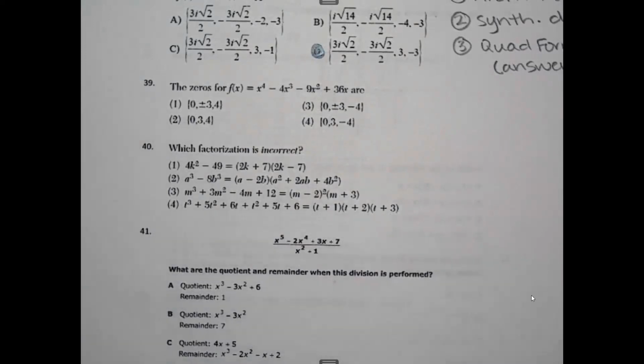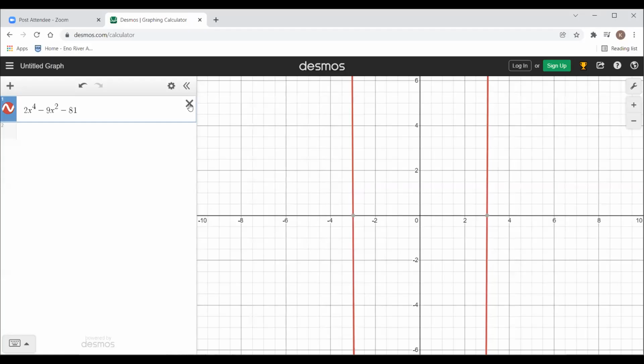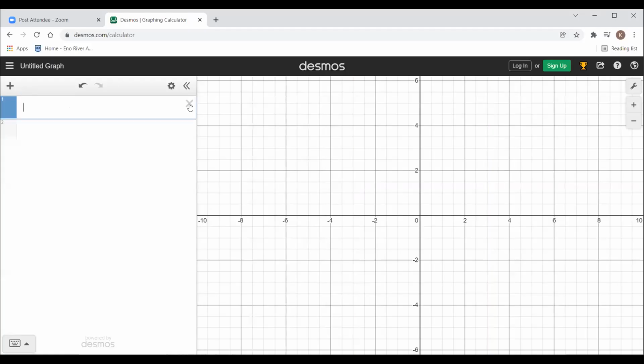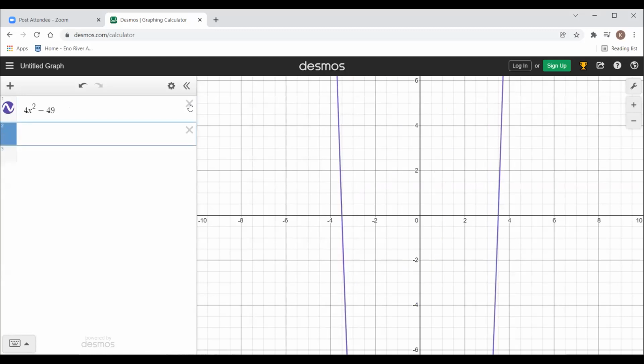So for 40, we're just going to graph the first one, 4k squared minus 49, and then we're going to graph the factors and make sure they line up, and then we'll know if that factorization is correct or not. Desmos doesn't like us to use other variables, so we're going to use x every time. So 4x squared minus 49, and then the factors 2x plus 7, 2x minus 7. So yes, those were the same, okay?